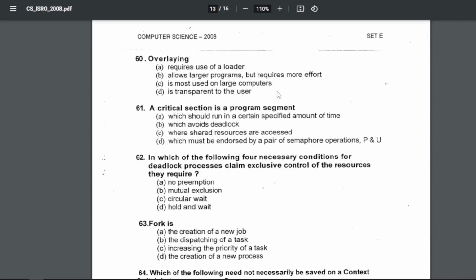60 is overlaying is what? So basically overlaying is transparent to the user. Remember that overlaying is transparent to the user. See, D will be the answer. Overlaying is transparent to the user.